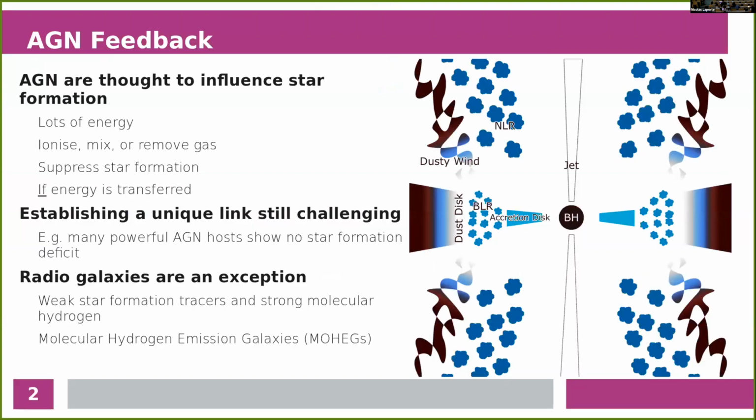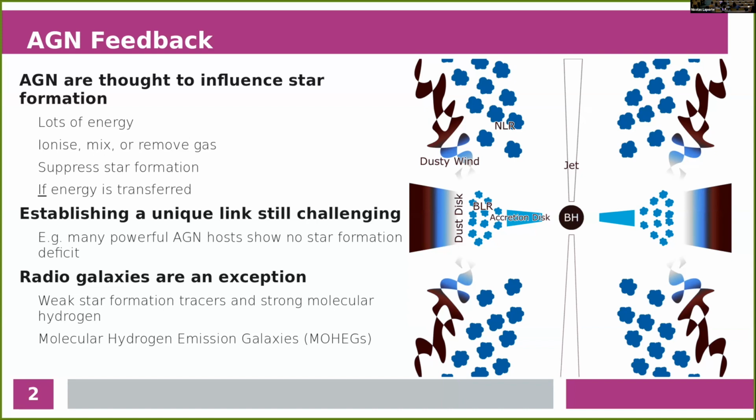So, just a quick word on AGN feedback. AGN are thought to be somewhat influential in galaxy evolution because they have quite a large amount of energy, and if any of that makes it back into the surrounding host, you would expect it to do something. But despite the fact that we know the AGN properties and the galaxy properties seem to be linked, actually establishing these feedback mechanisms somewhat uniquely is quite difficult still.